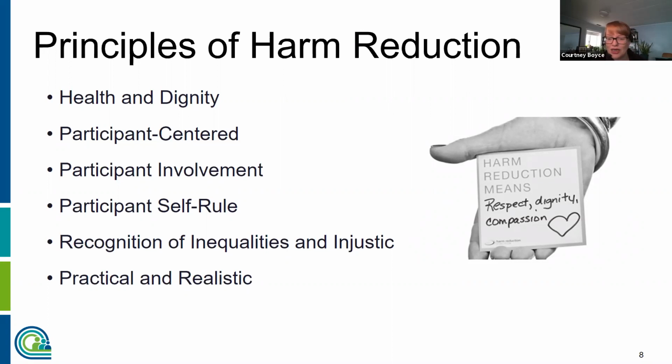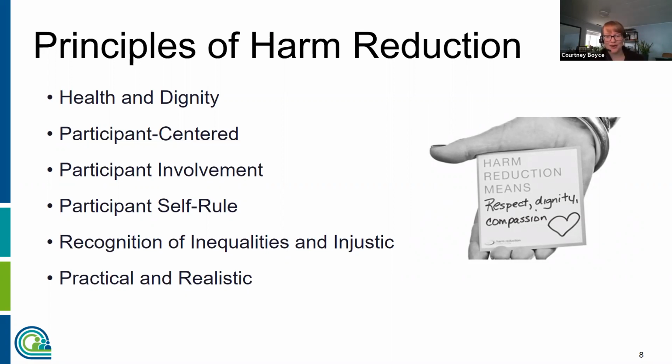And practical and realistic. For better or worse, people use drugs. That is a part of our world, and working in harm reduction helps minimize its harmful effects rather than ignoring them or condemning them. But it's meeting those folks where they're at.